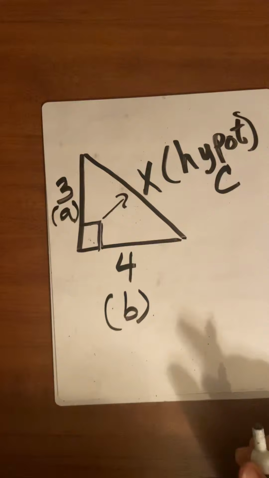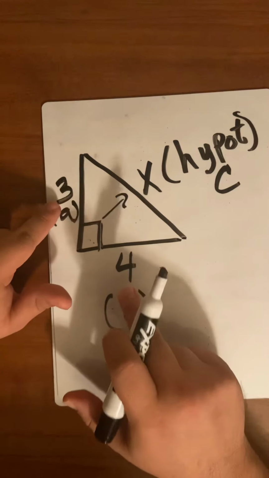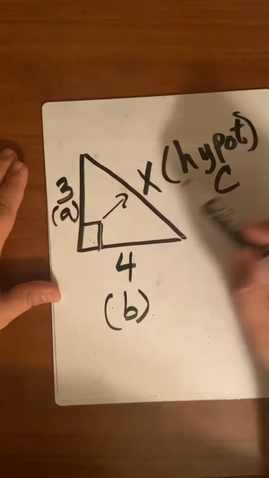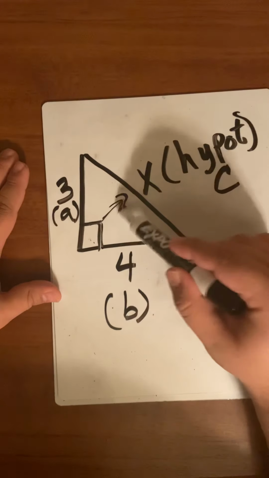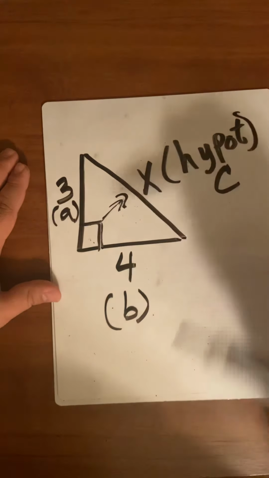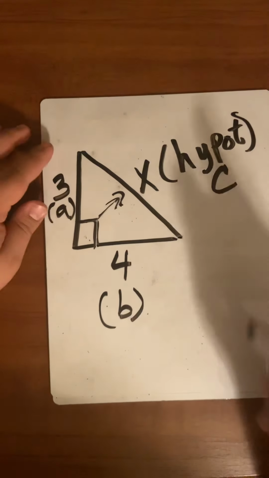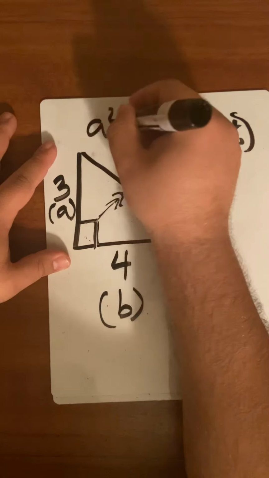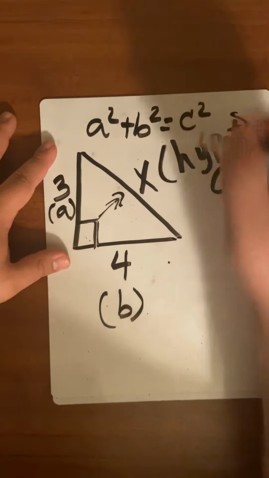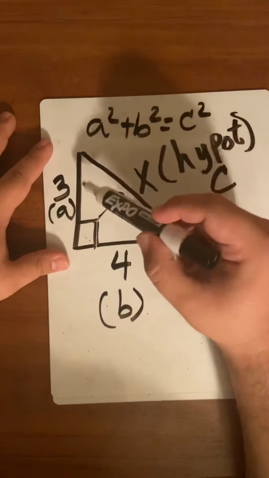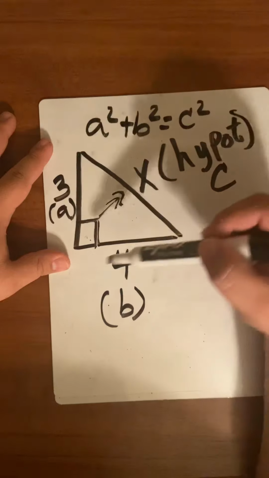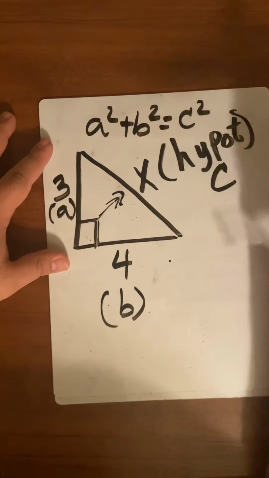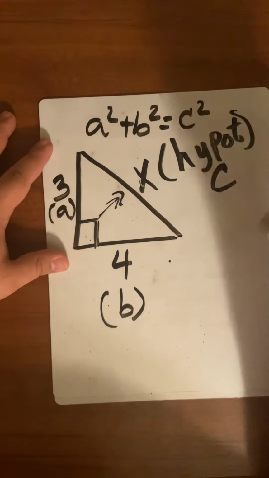Now remember, it does not matter what order these two are in. This one could be A, that one could be B, it does not matter. The only one that matters is this one. This is always C, the one directly across from the right angle. The longest side is always C. So if I'm going to set this up, my Pythagorean theorem is a squared plus b squared equals c squared. Now I'm just going to substitute. Where there's an A, I'm going to put 3. Where there's a B, I'm going to put 4. And then for C, which is what we're looking for, we can insert X, but I'm just going to leave it as C for right now.